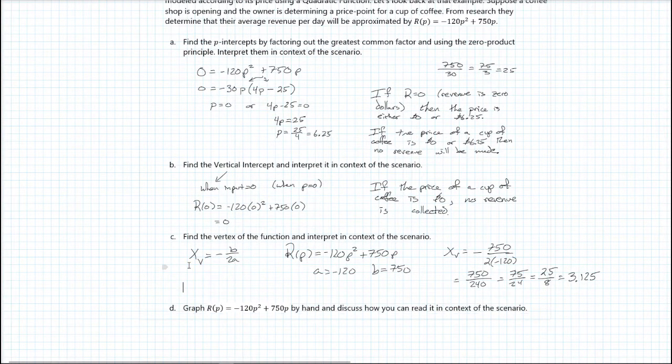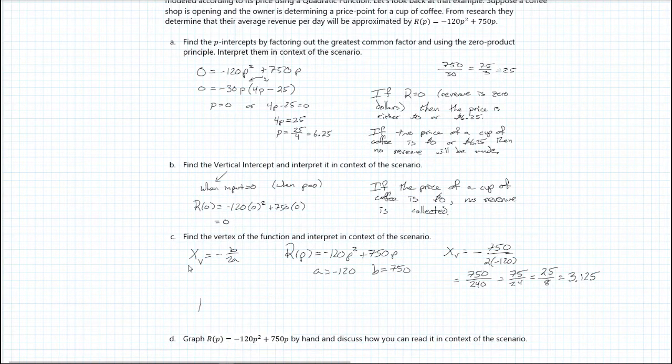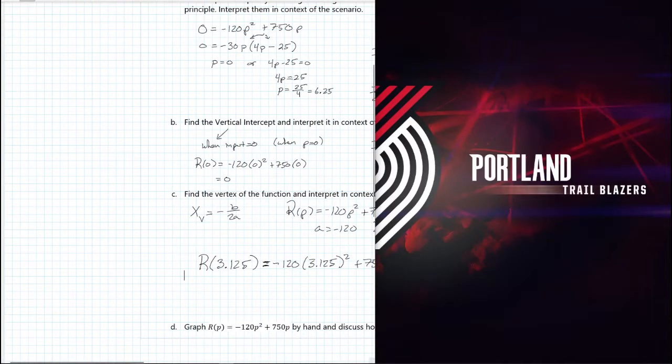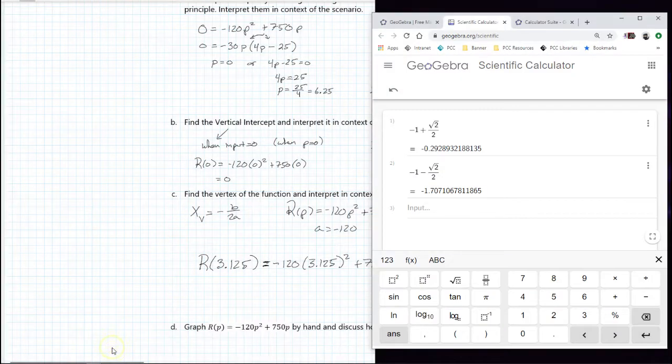Let's give myself a little bit more room. We still need the output of this. So if I say, what is r of 3.125, we will get negative 120 times 3.125 squared plus 750 times 3.125. Doing that by hand sounds just way more tedious than it would need to be. We'd have to get some multiplication using decimals going on. Let's just go ahead and use our handy calculator here.